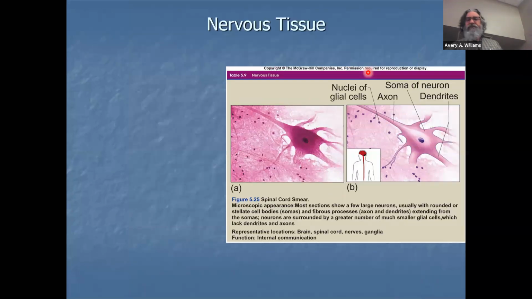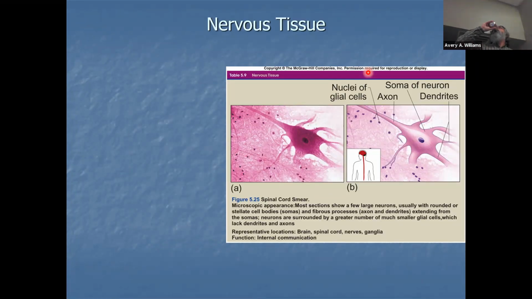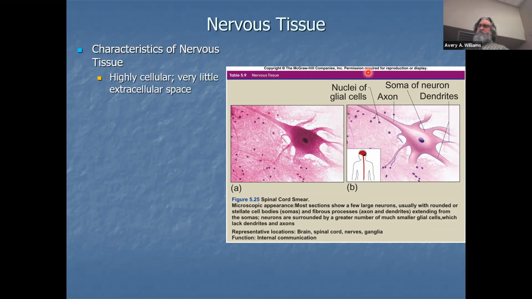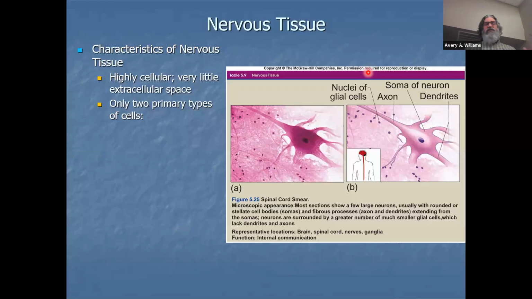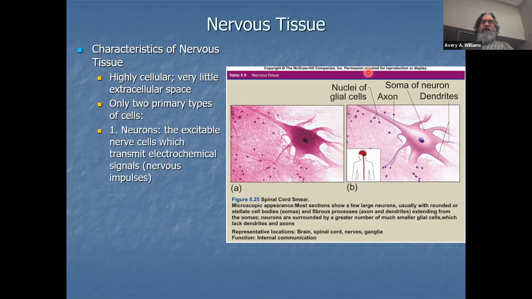Now, nervous tissue. This is our fourth and final type of tissue. Again, I'll give you some characteristics of nervous tissue. It's highly cellular, little extracellular space, so that's not real descriptive. But there's only really two types of cells. This is probably the most important thing.